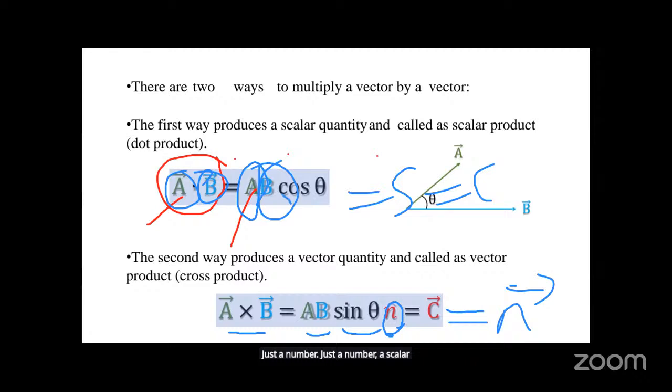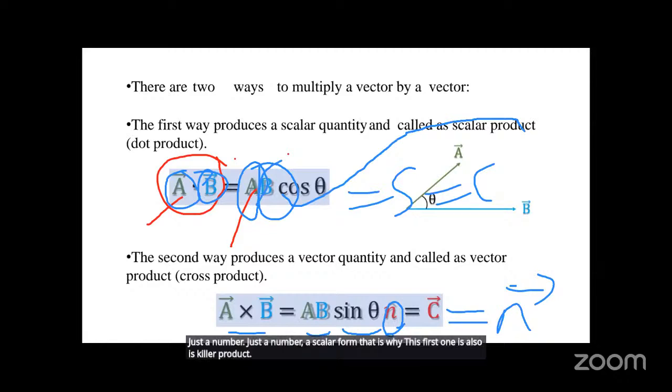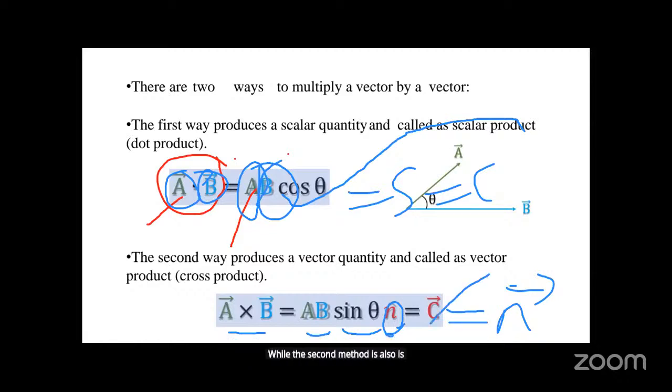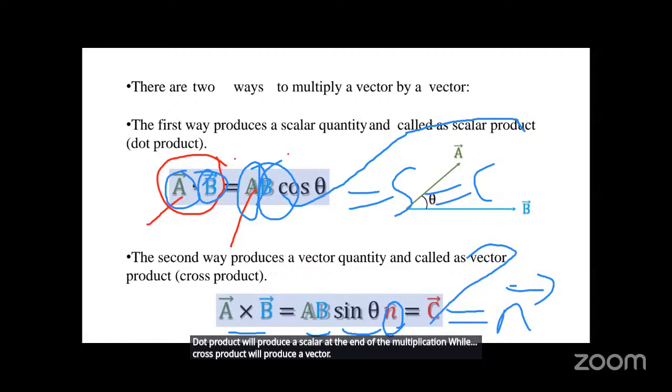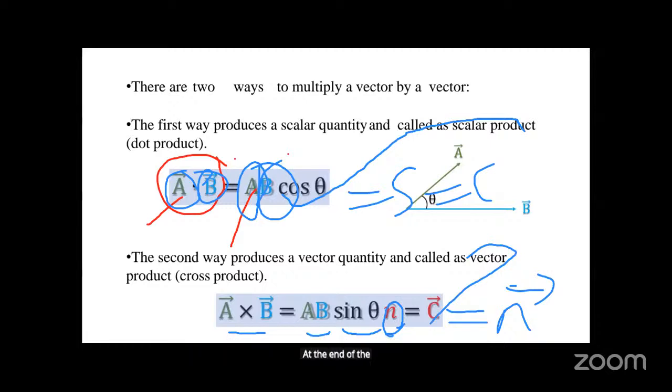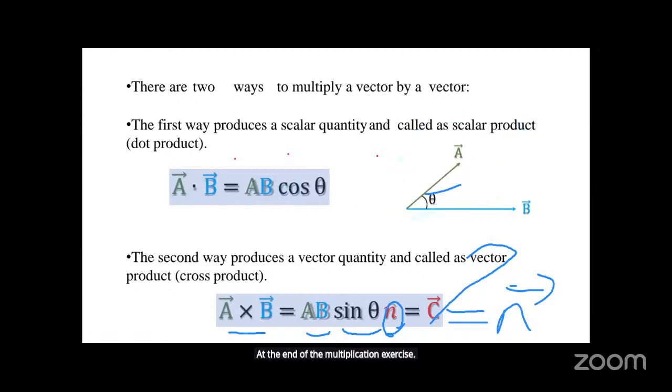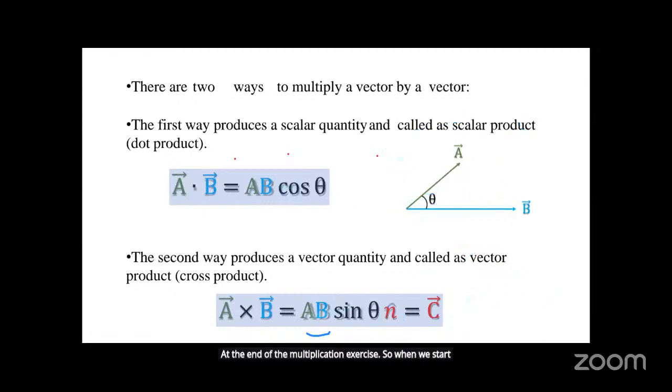That is why the first one is also called a scalar product, while the second method is called a vector product. So note the difference between dot product and cross product. Dot product will produce a scalar at the end of the multiplication, while cross product will produce a vector at the end of the multiplication exercise. When we start solving examples, you will understand it better.